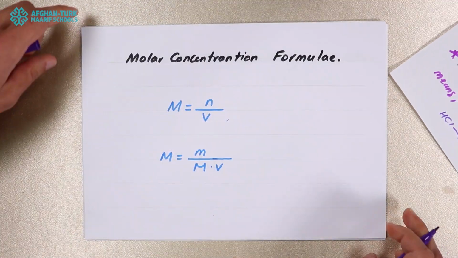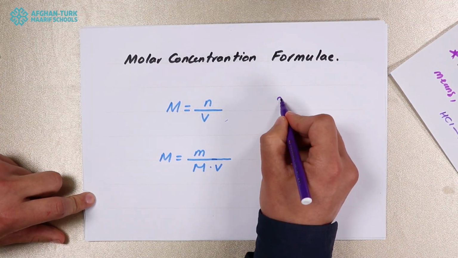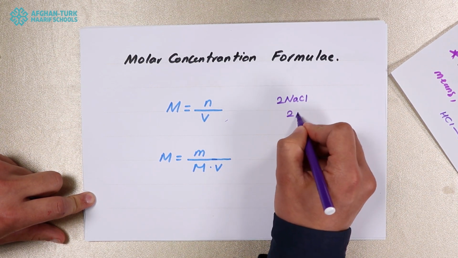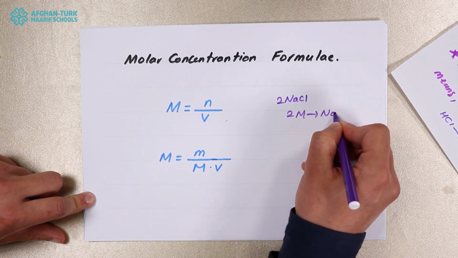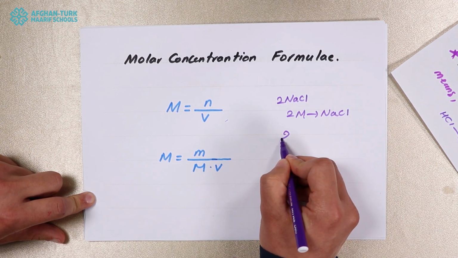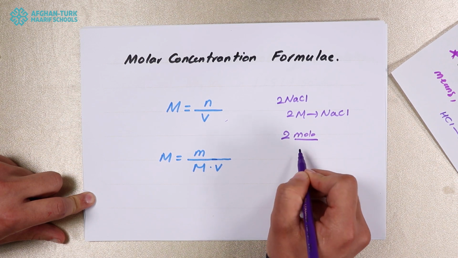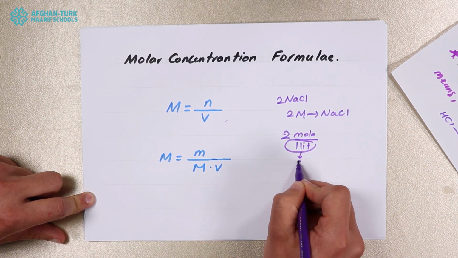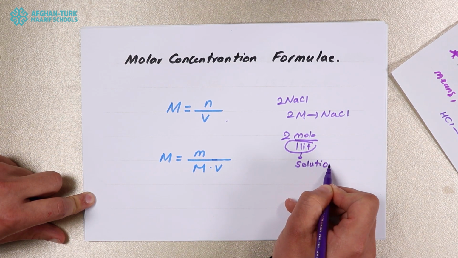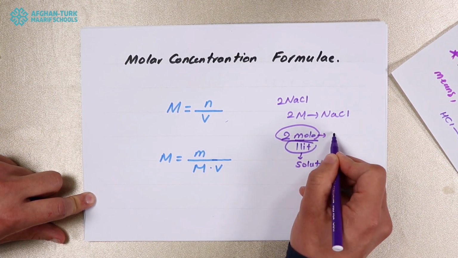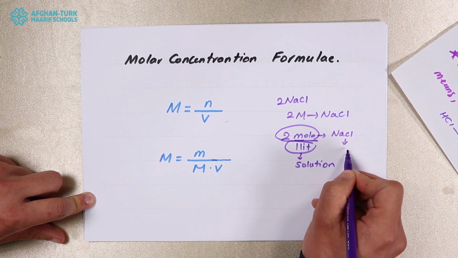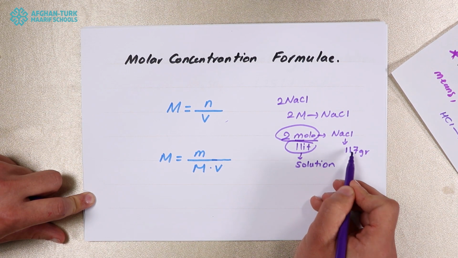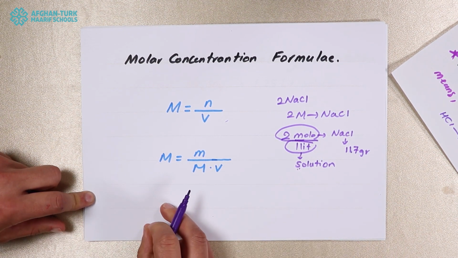Let me do one more example. For example, we have 2 molar of NaCl. What does it mean? It means we have 2 moles of sodium chloride in 1 liter of solution. And 2 moles of sodium chloride means 170 gram of sodium chloride dissolved in this solution.